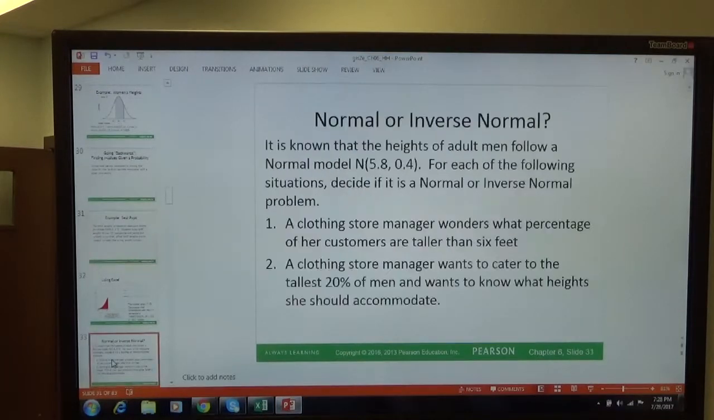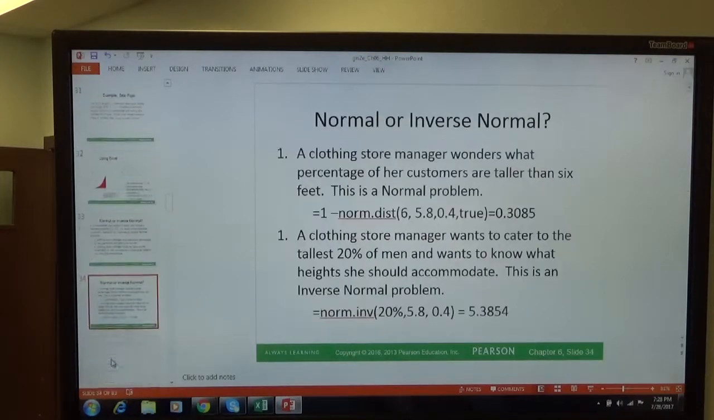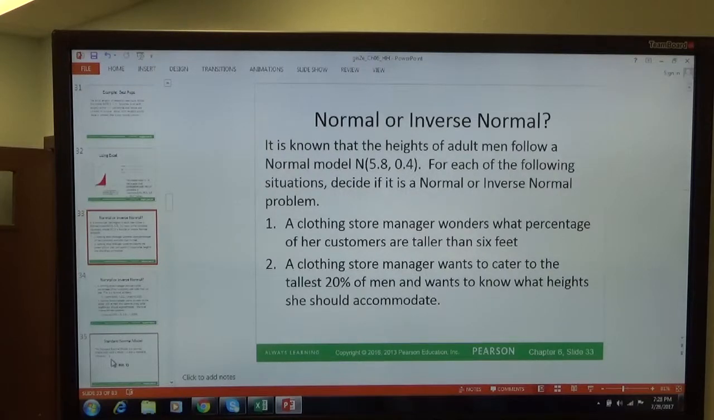So now let's move on to the normal distribution. I have here the heights of adults for a normal distribution, 5.8 mean and 0.4 standard deviation. So there are two questions here. Let's see how to solve this. One is, what percentage of her customers are taller than 6 feet? Taller than 6 feet.